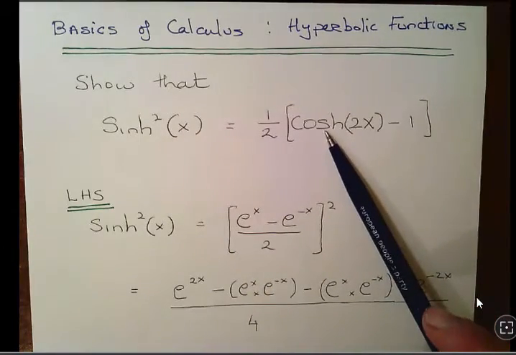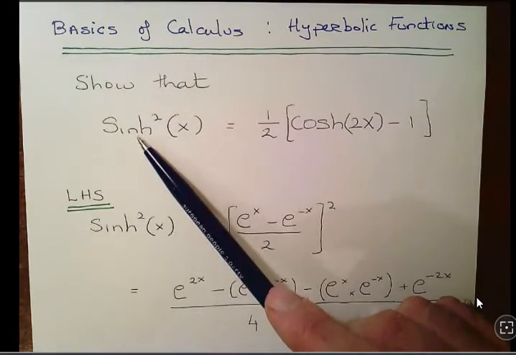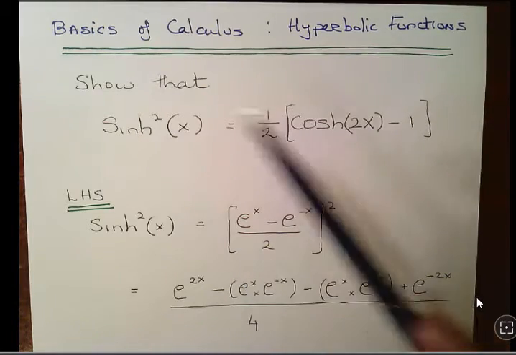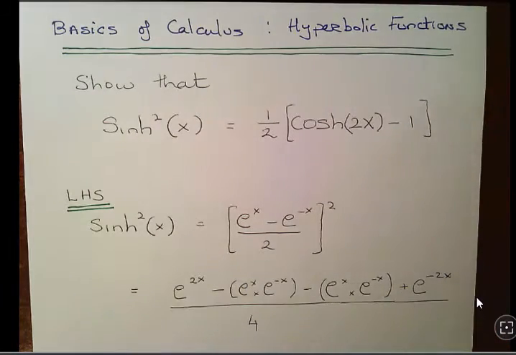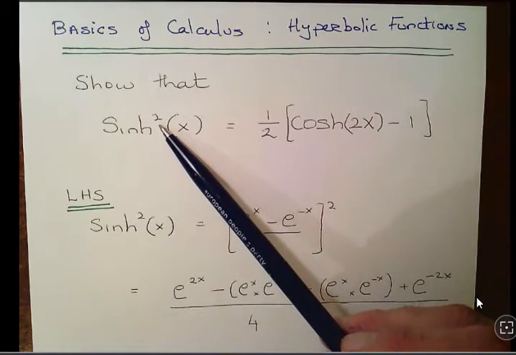hyperbolic cosine, which I am going to pronounce as cosh, okay. So just for the sake of simplicity, shine and cosh. Okay, I'm not happy about those pronunciations, but it's less of a tongue twister than hyperbolic sine and hyperbolic cosine.